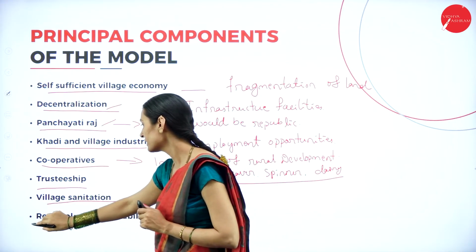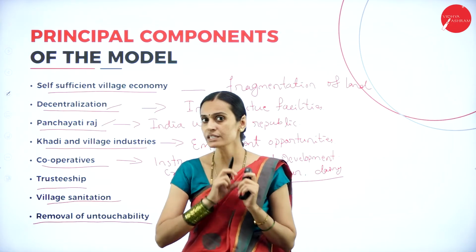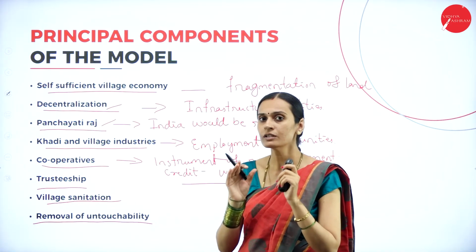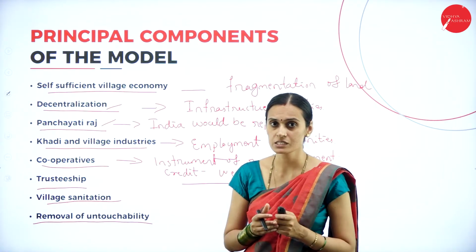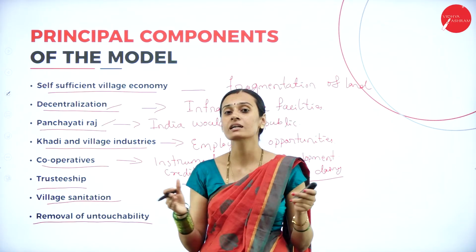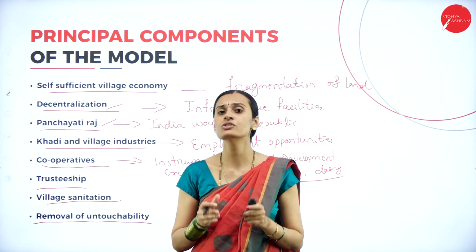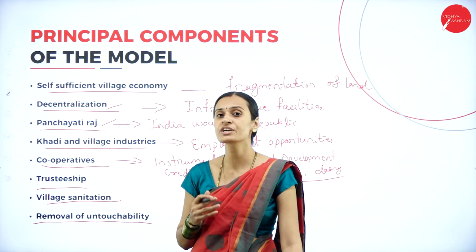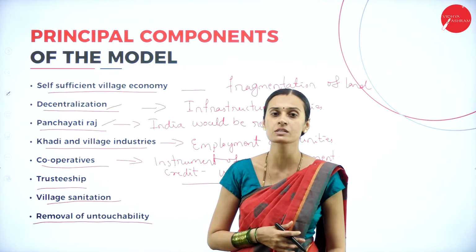And the last one is the removal of untouchability. This is one of the important components of this principle: everyone would be equal in society. There are no untouchables, so there is no mass gap between different classes of people. This is the major thing. And of course, the practice of untouchability creates conflict among the different classes of people in society.